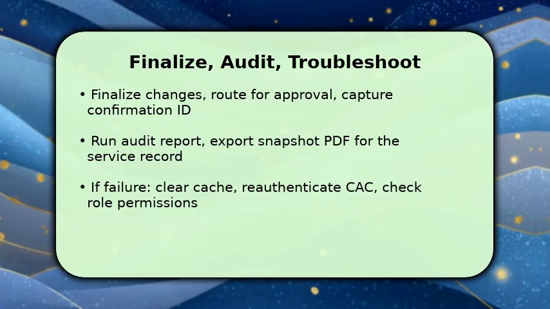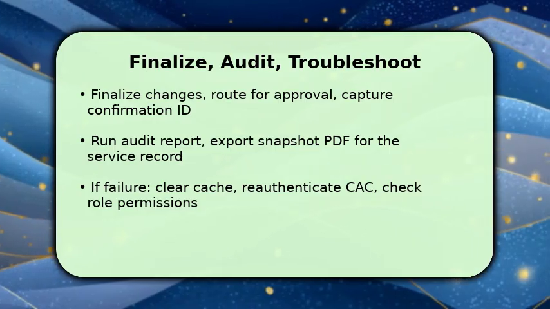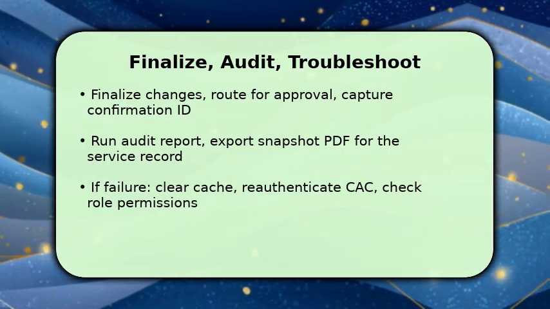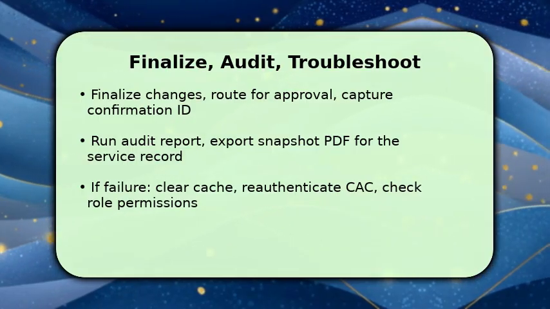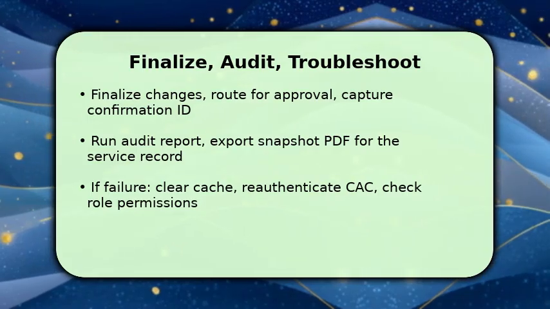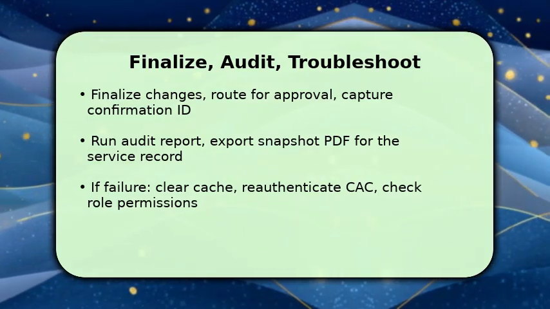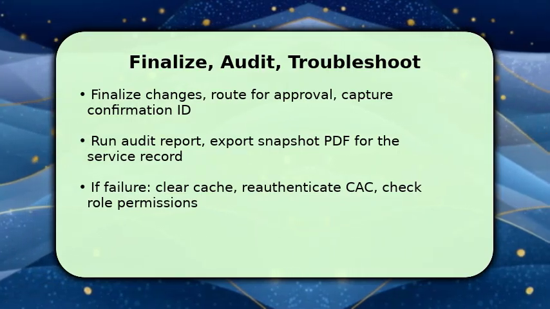After routing, run an audit report and export a PDF snapshot to attach to the member's record and your local logs. If the transaction fails, stop and troubleshoot. Clear browser cache, re-authenticate your CAC, and confirm your NSIPS role permissions. If issues persist, escalate with the help desk, including the confirmation ID and error message.